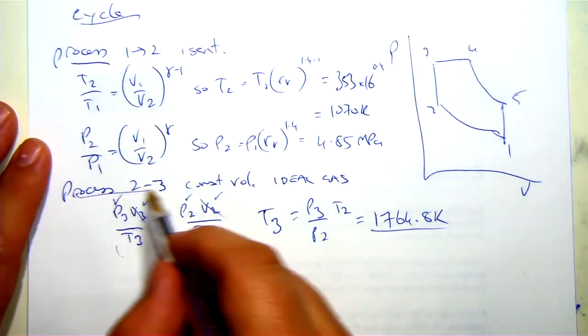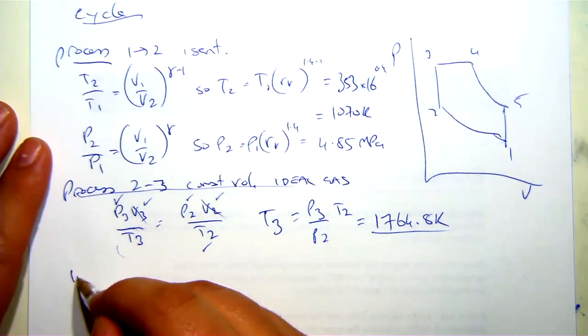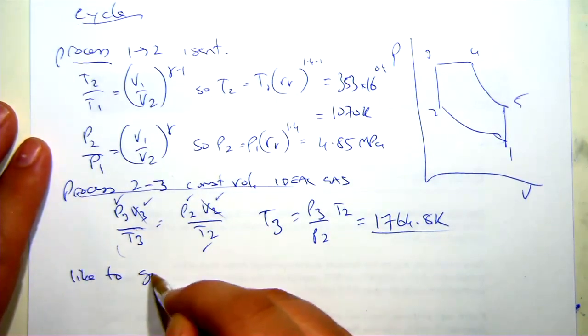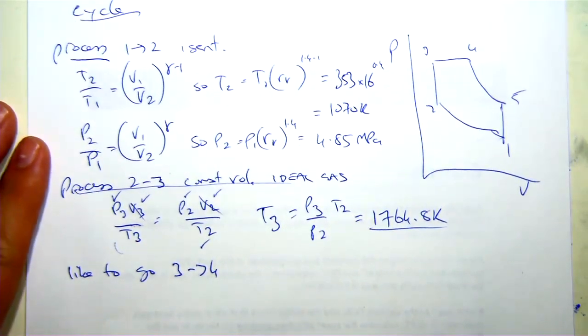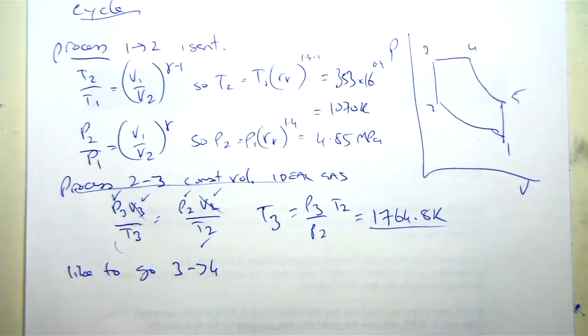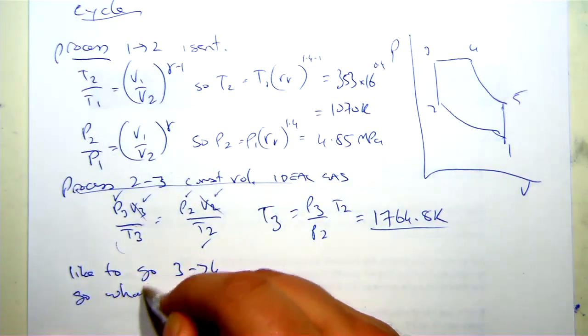Now, at this point, we get a little bit stuck. I've gone 2 to 3. I'd like to go from 3 to 4, but I haven't been given this RC, so I don't know the volume. It's a constant pressure process, but I don't know the volume ratio. It's an ideal gas process. If I had the volume ratio, I'd be sweet. So, what to do?